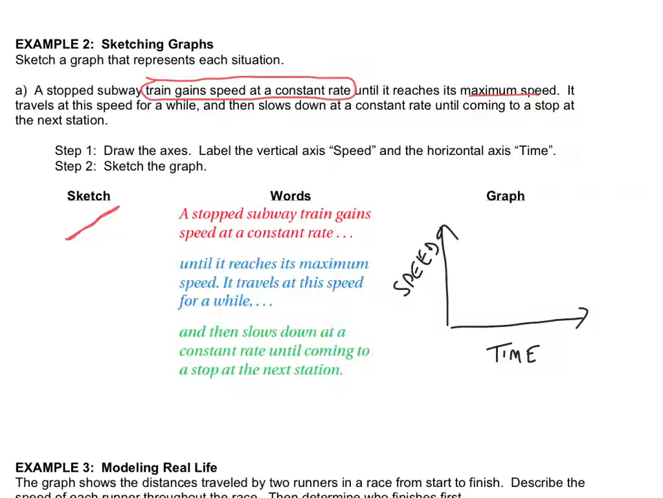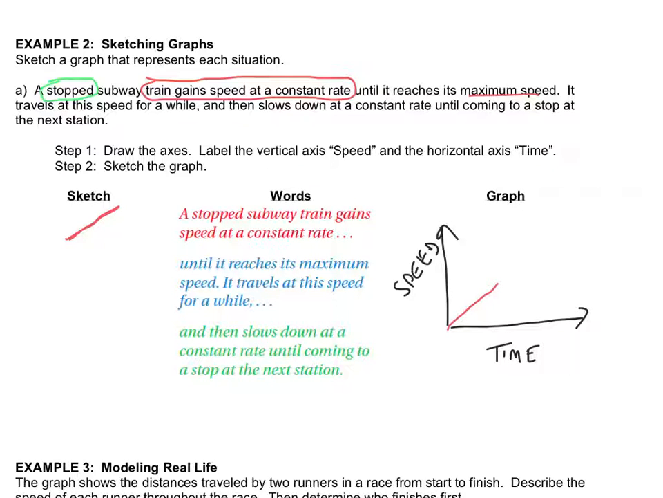Okay? Now, if you think about a stopped subway, thinking about our speed, where is a stopped subway? Well, that would be a 0 speed. So that means we're going to start at 0 for our speed, and we're going to gain until it reaches maximum speed. So on my big graph, I'm just going to do that. Now, I don't know how fast it's climbing, and I don't know how fast maximum speed is, so I can't really do anything more than just what I think. But let's move on to the second part.